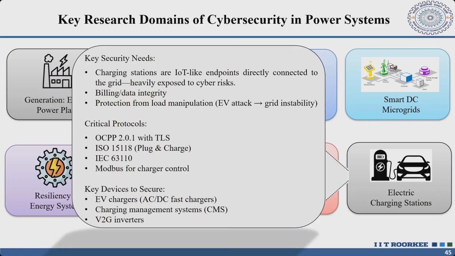And the last area is the charging stations, where electric vehicles come into the picture. So as I told you, we are using different types of protocols. Right now we are using OCPP 1.6, but recently they have given 2.0.1. We are also using ISO 15118 for plug and charge. We are also using the 63110 protocol, and we are also using Modbus, right, for charging control purposes. And the key aspects are EV chargers, all types of AC and DC chargers, charging management systems, and V2G inverters.